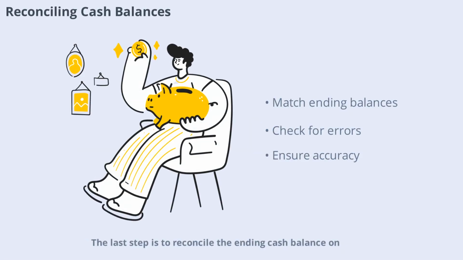The last step is to reconcile the ending cash balance on your cash flow statement with the cash shown on your balance sheet. This ensures accuracy and helps catch any errors. If the numbers don't match, review your calculations and adjustments. Accurate reconciliation builds trust in your financial reporting.